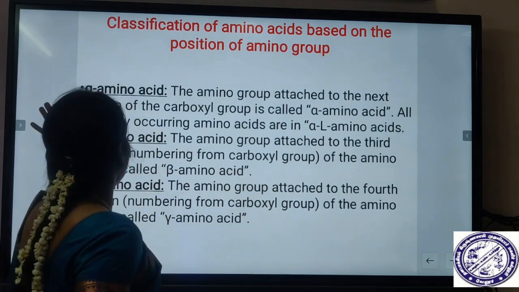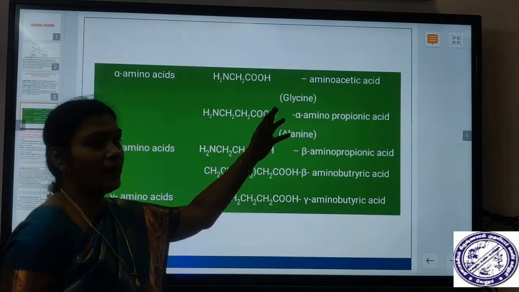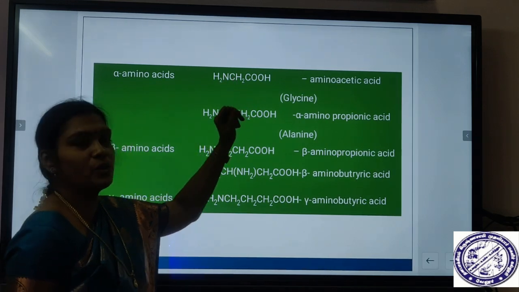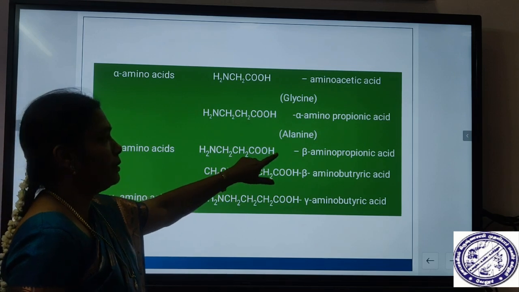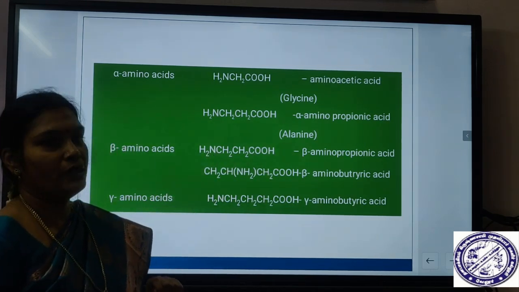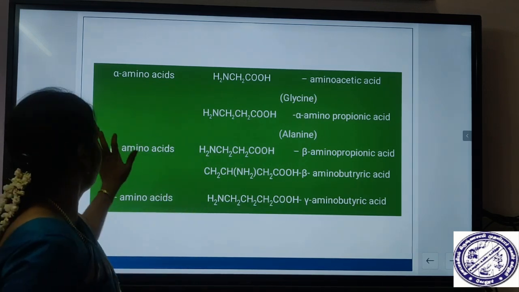And also, an example is given here. For example, glycine. In glycine, the amino group is present in the alpha carbon, so it's an example for alpha amino acid. Similarly, in beta propionic acid, the amino group is present in the beta position of the compound, so this is an example for beta amino acid.